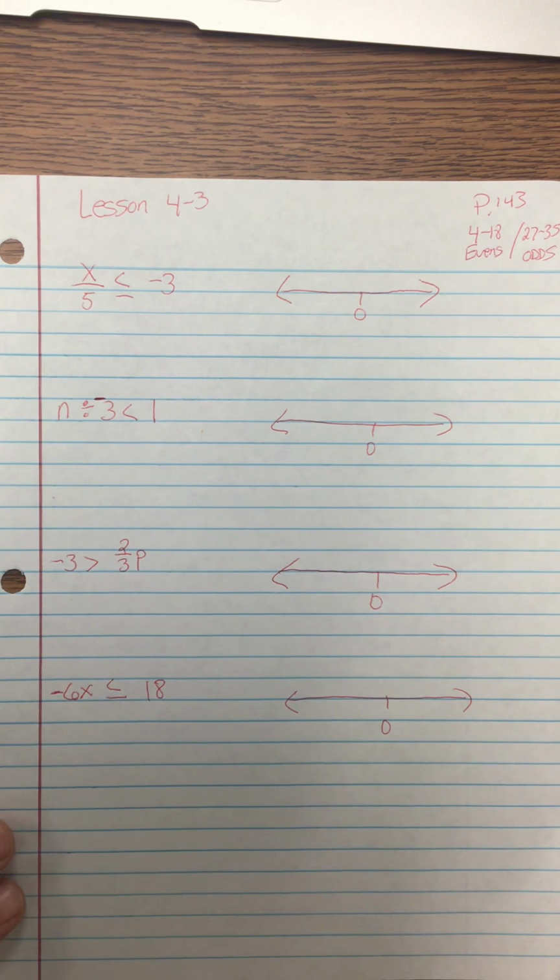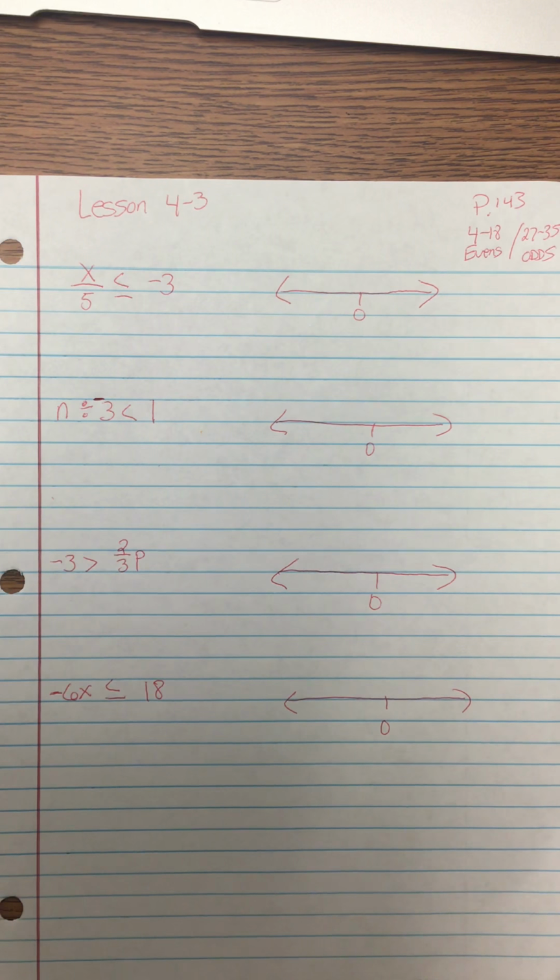So lesson 4.3 is on solving one-step inequalities by multiplying and dividing. Now, this will be very similar to solving one-step equations by multiplying and dividing, but there will be one extra rule that we will need to understand when I am multiplying and dividing by a negative, and I will get into that here in a little bit. So we will need to solve the inequality, and then we will also need to graph it as well.